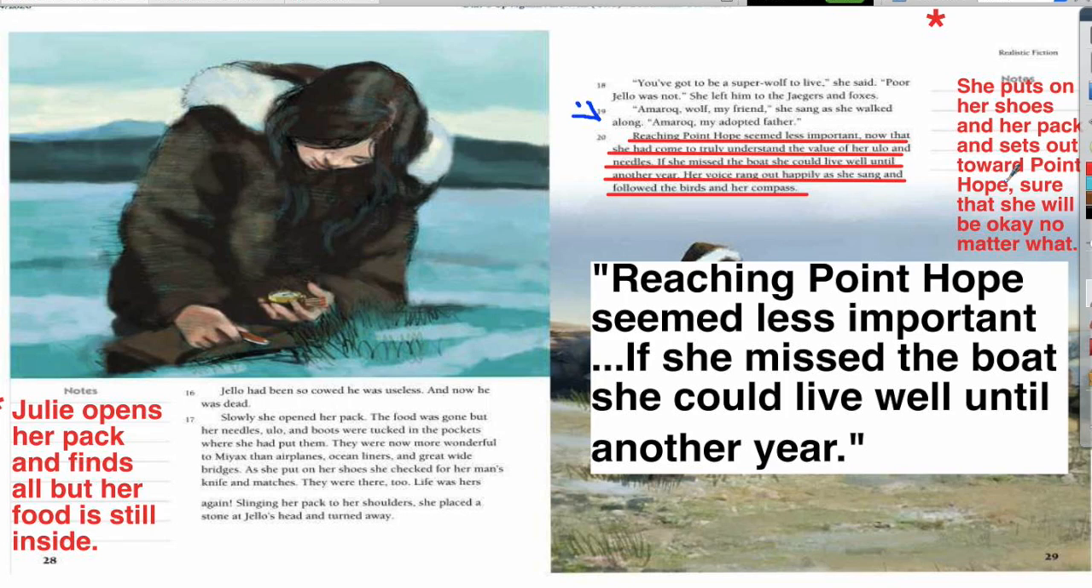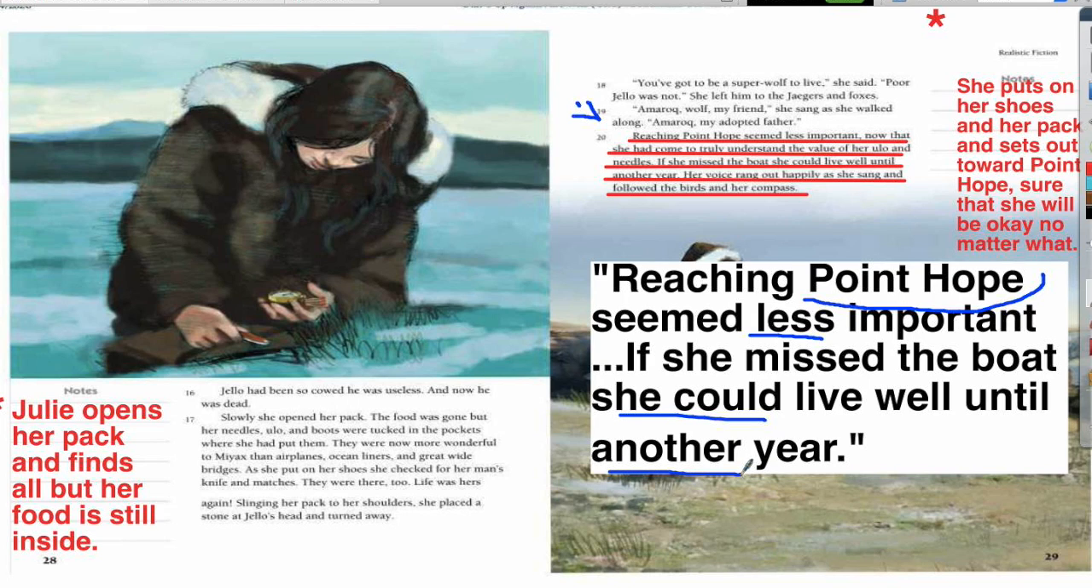One thing that I can conclude right away is that when she ran away, maybe she was headed towards this place, Point Hope. It's kind of an obvious inference to make. Maybe it seemed important to her in the beginning, but now it is less important. She doesn't need to get there, it says in the text, because she now understands the value of her tools, her ulu, her knife, and her needles. She can survive on her own. And that's what she says here. She could live well until another year.